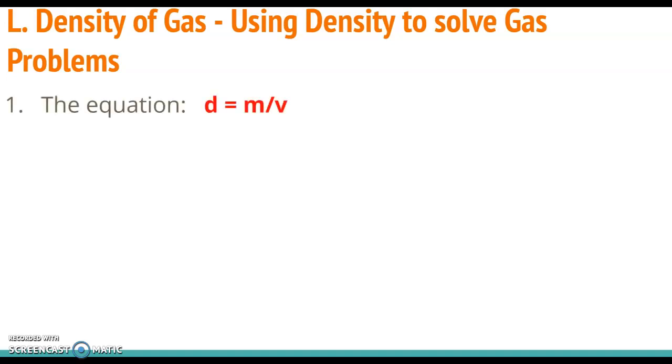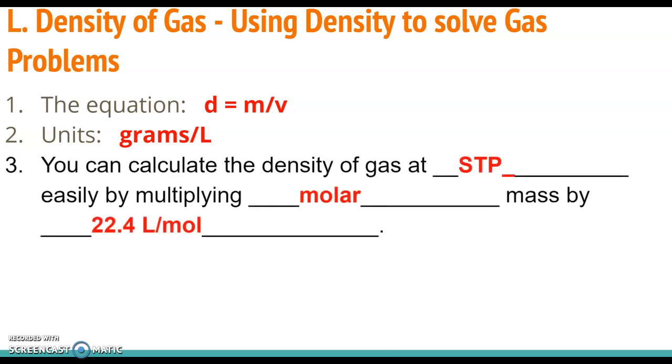Whenever we solve these types of problems, this is in your guided notes, the equation we're going to use is just the normal density equation. So density equals mass divided by volume. Our units might look a little different than what you are used to in physical science. We're going to be talking grams per liter because we're going to equate this around the density and the volume of gases, but any mass per volume unit would be fine.